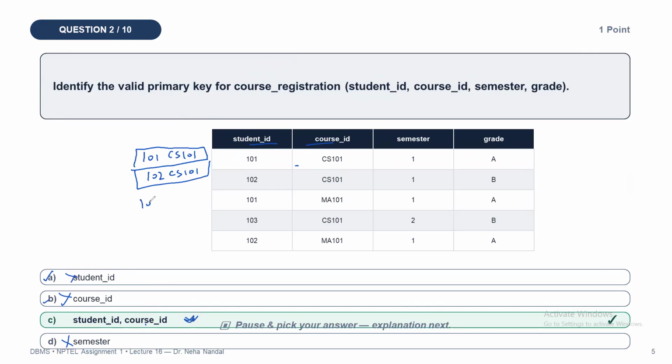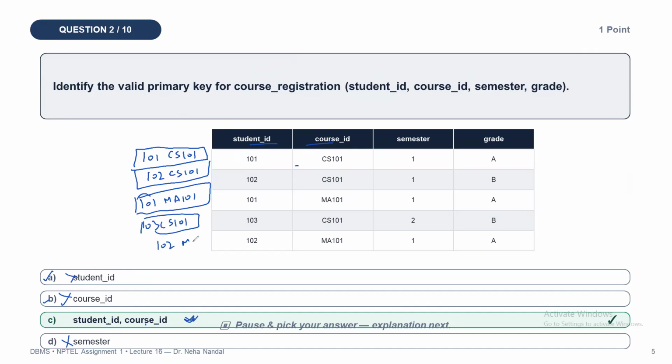In the same way, 101 MA 101. The repetition of 101 in the student ID column is now resolved when we combine it with course ID. Now all these are unique to each other. Then 103 CS 101, again unique.